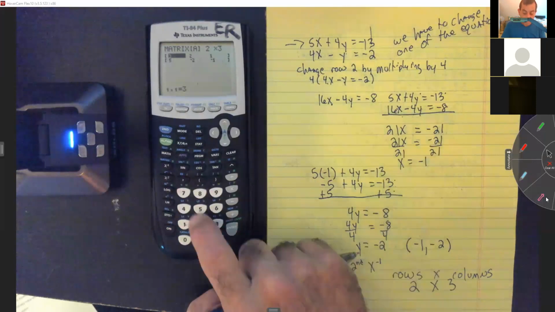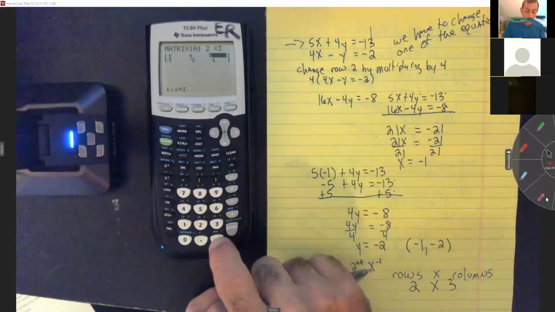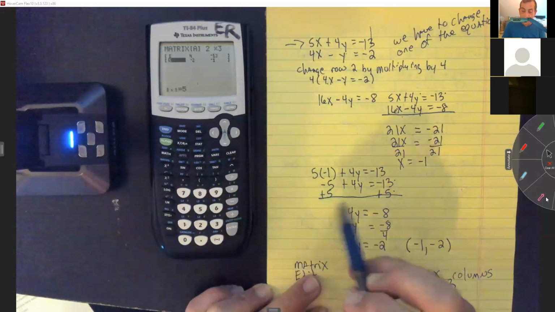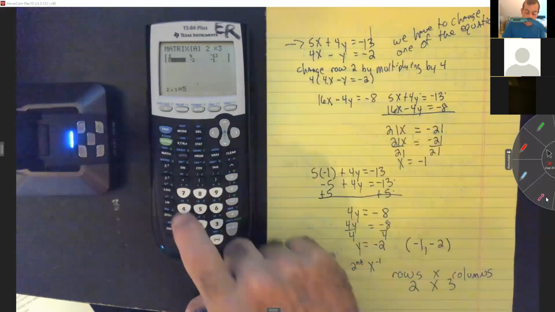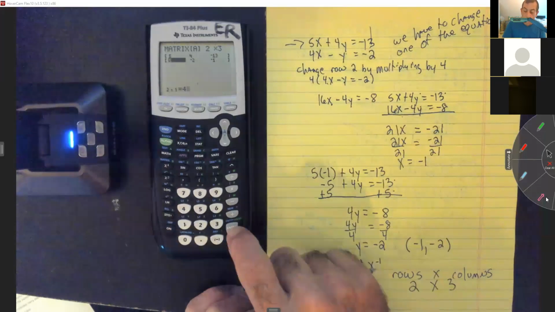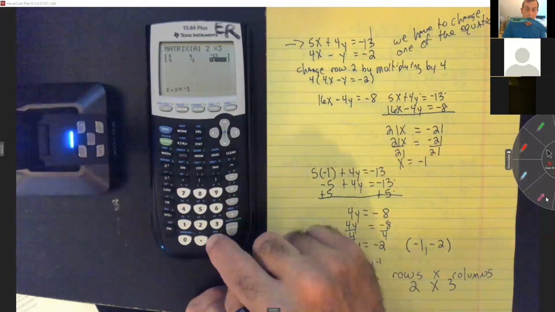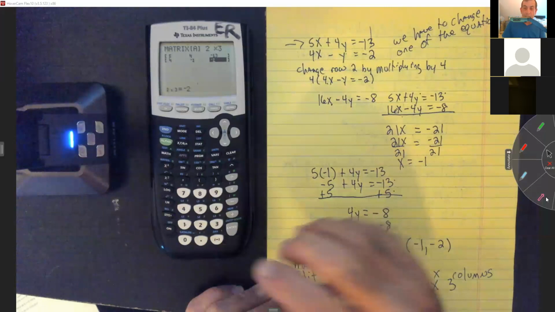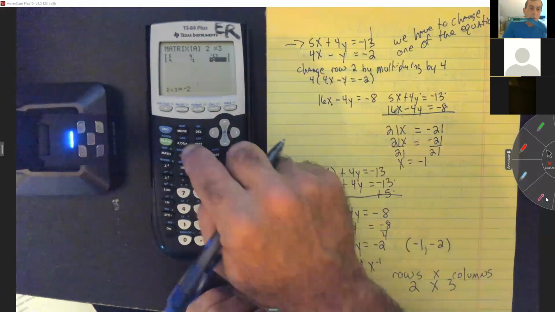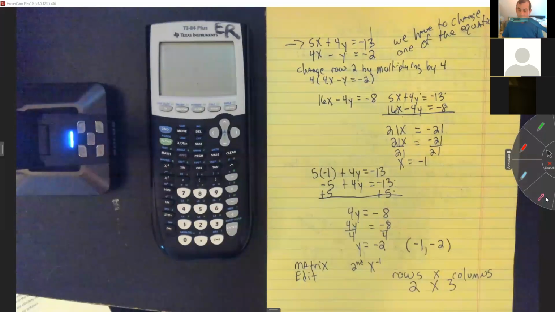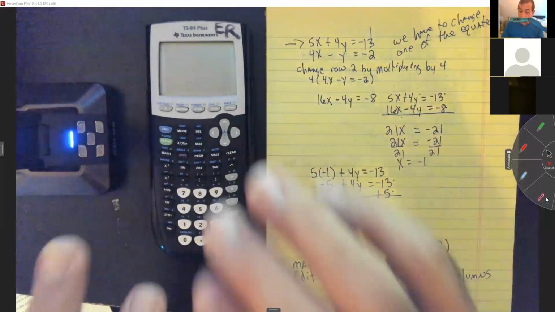So I put a 5, enter, 4, enter, negative 13, enter. That takes my first equation, 5x plus 4y equals negative 13. Second row would be a 4, enter, negative 1, because that was a negative y, and then a negative 2, enter. So I put all these numbers in. Now I'm going to quit that screen by hitting second mode. So we have this system of equations in that matrix now, and that was my matrix A.